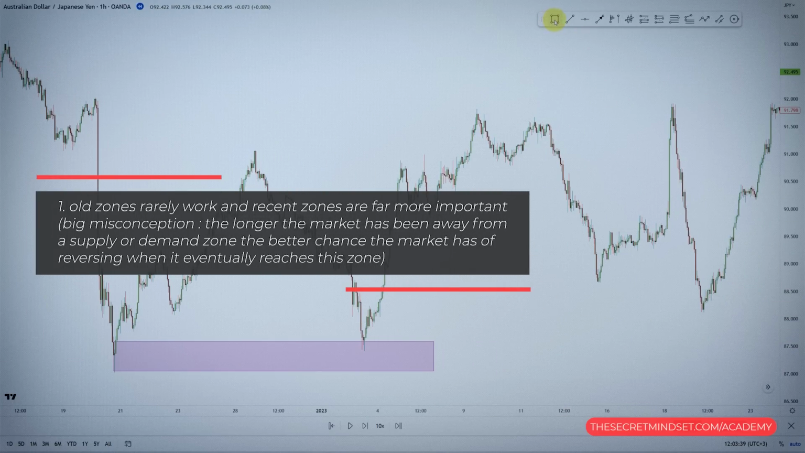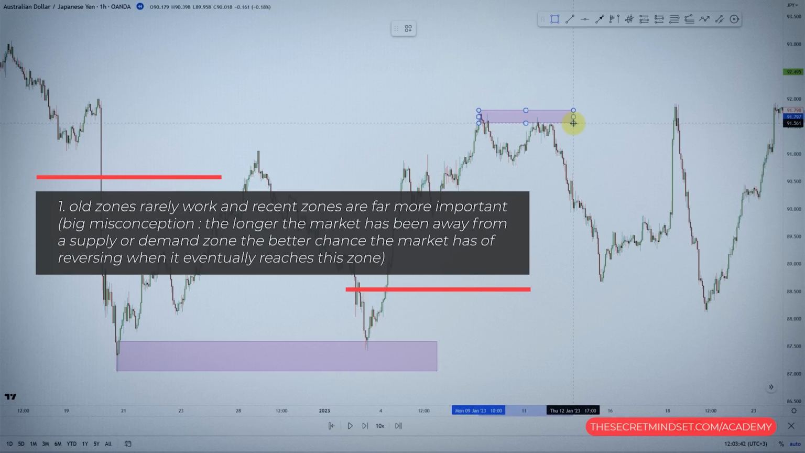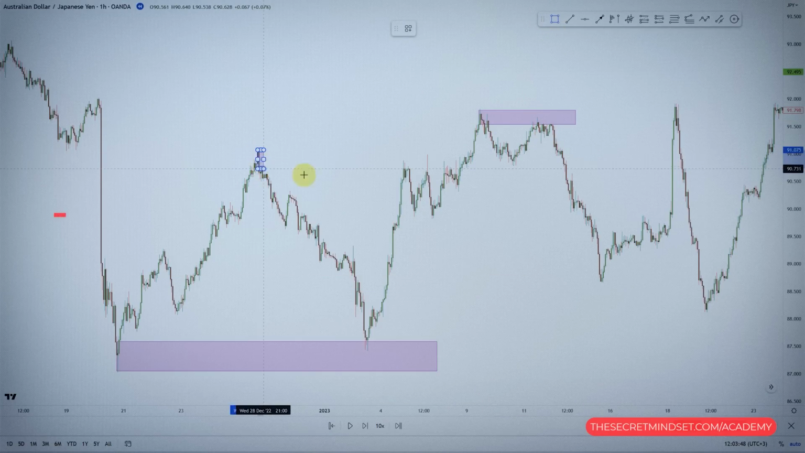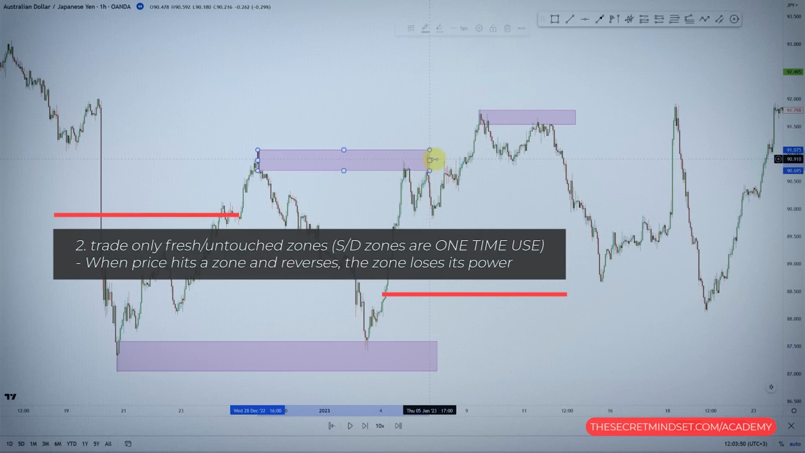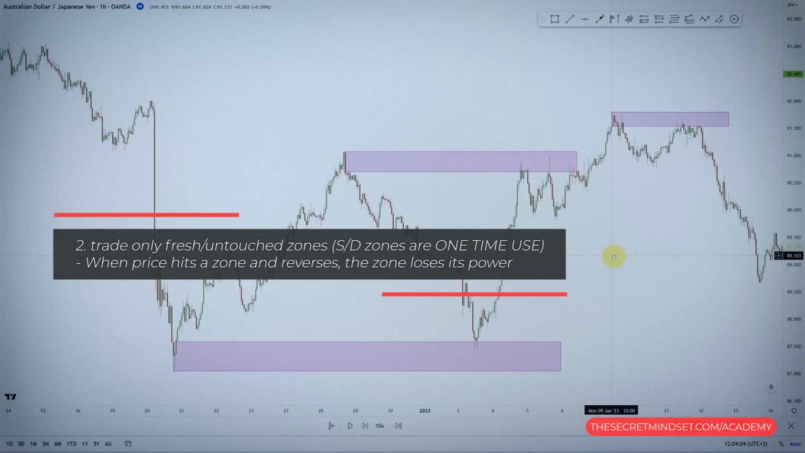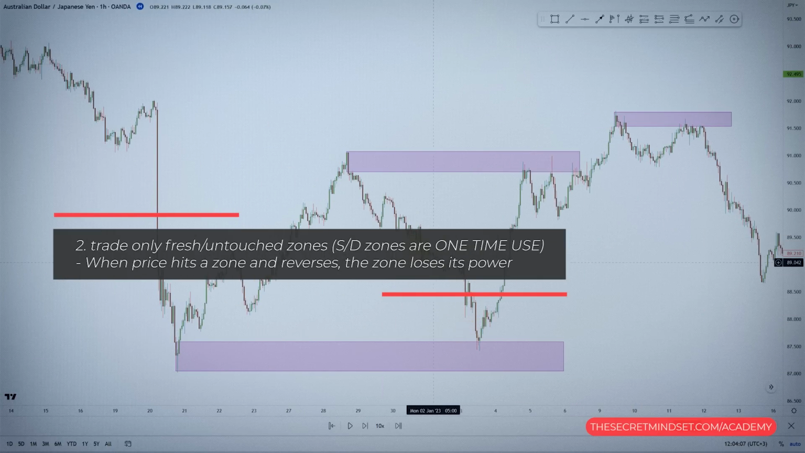Supply and demand areas which have been created recently are far more effective than zones which were created a long time ago. Second rule is to trade only fresh, untouched zones. Another big misconception is the idea that supply and demand zones have the power to cause reversals more than once, like support and resistance levels do. Again, this isn't true. Supply and demand zones are one-time use. When price hits a zone and reverses, the zone loses its power. The probability it will cause another reversal in the future is lower.